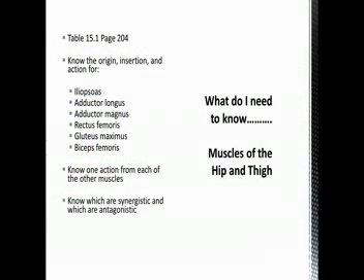Alright, what will you need to know for the hip and thigh muscles? You'll need to know origin, insertion, and action, as always, for the following: Iliopsoas, Adductor longus, Adductor magnus, rectus femoris, gluteus maximus, biceps femoris. And then, once again, any of the other muscles that we talk about, you'll need to know their action and be able to identify them as well.